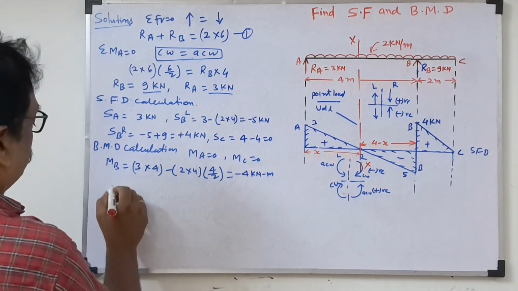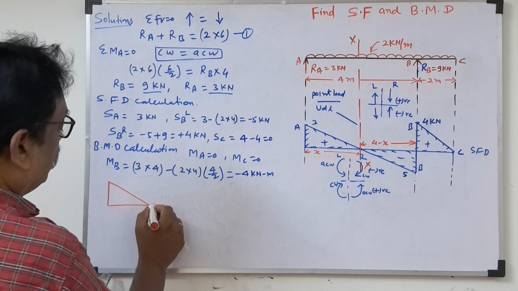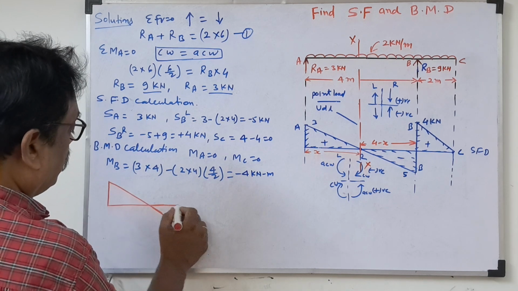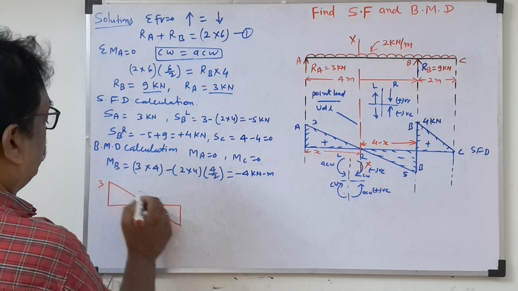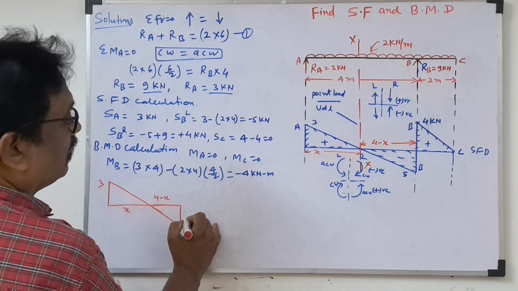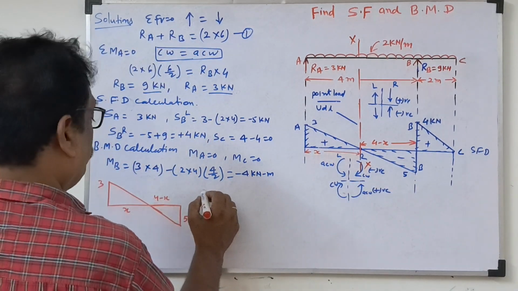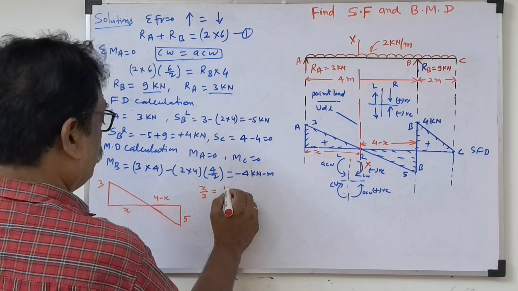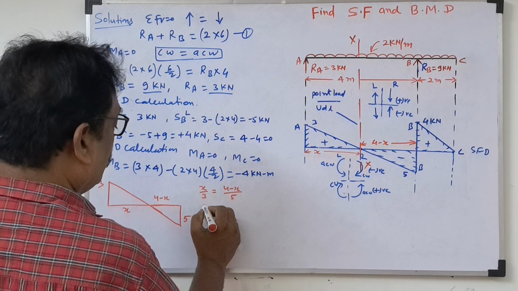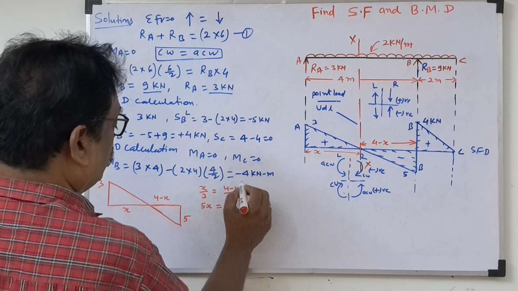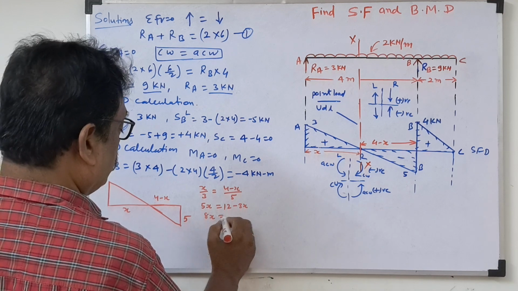So we have to calculate this. We'll draw this triangle here, like this. So this distance is x. This distance is 3. This is 4 minus x. This distance is 5. So how will we calculate? You see here, x by 3 is equal to 4 minus x by 5. If you calculate this, how much is coming? 5x equals, by cross multiplication, 12 minus 3x. So 8x is equal to 12.